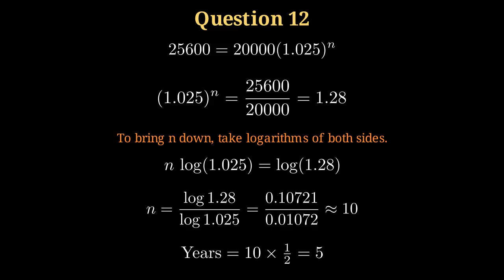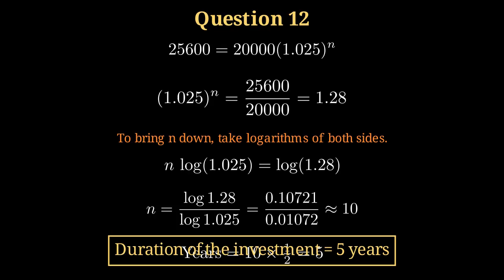Finally, convert to years. Each period is half a year, so 10 half years is 10 times a half, which is 5 years. So the investment ran for 5 years.